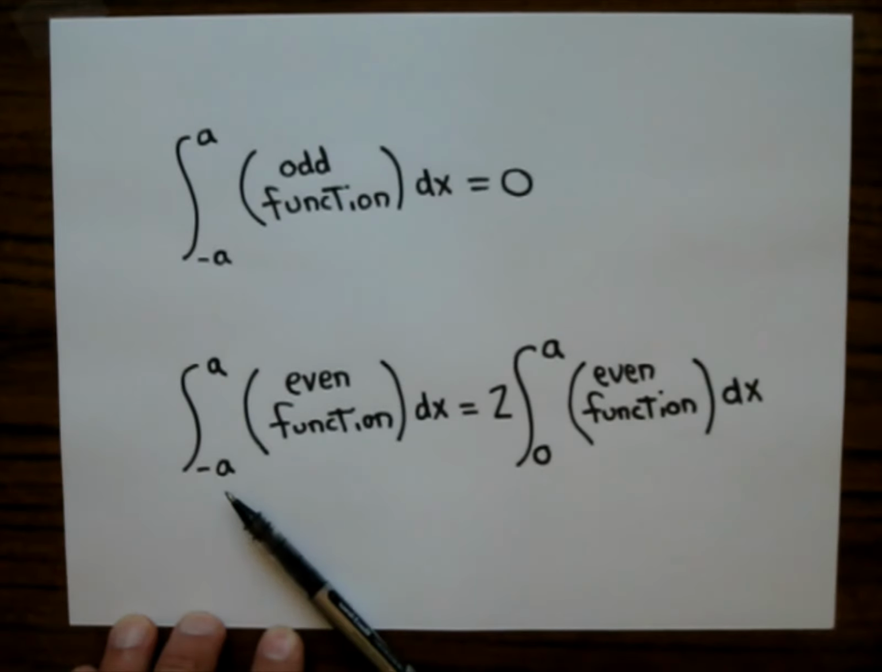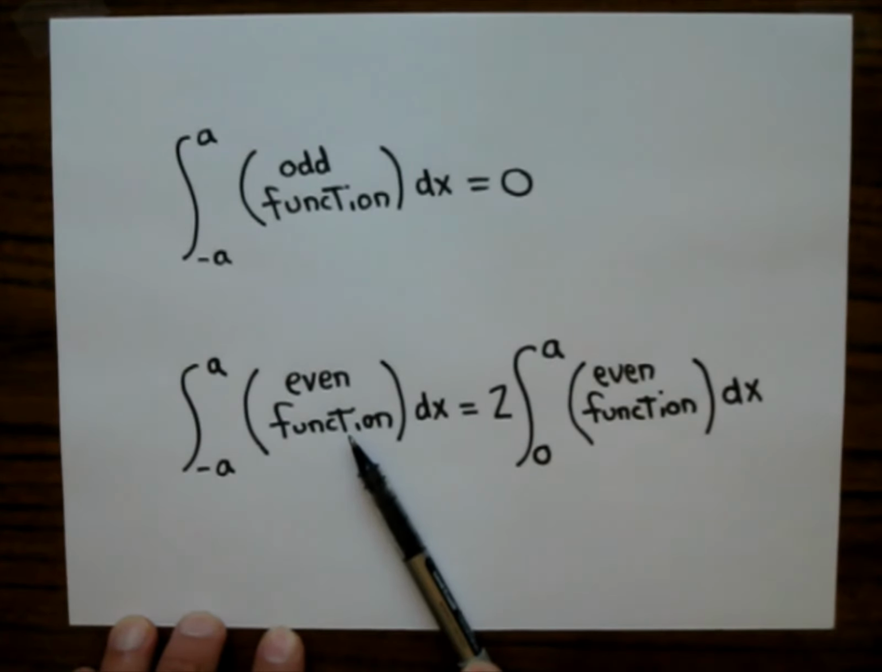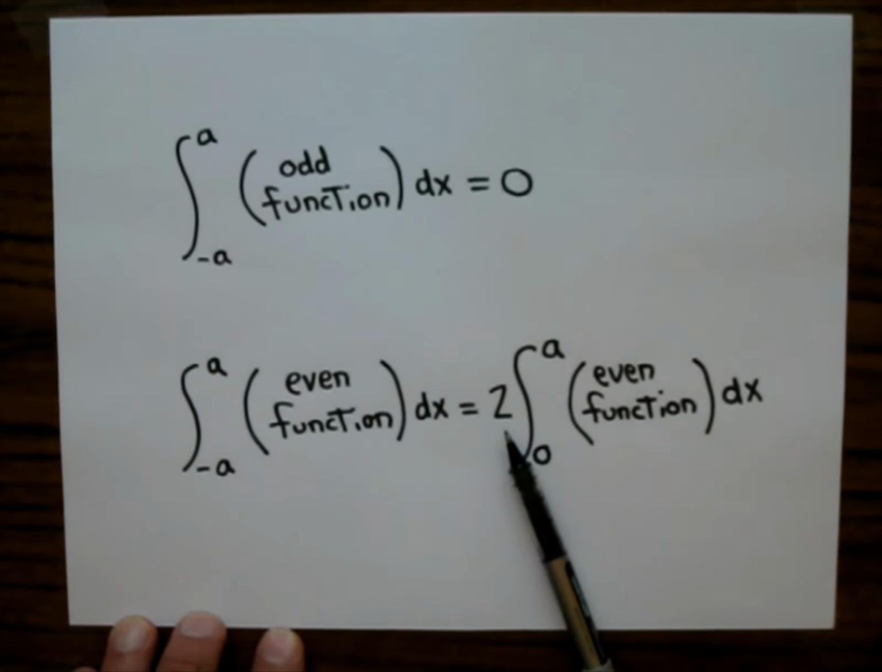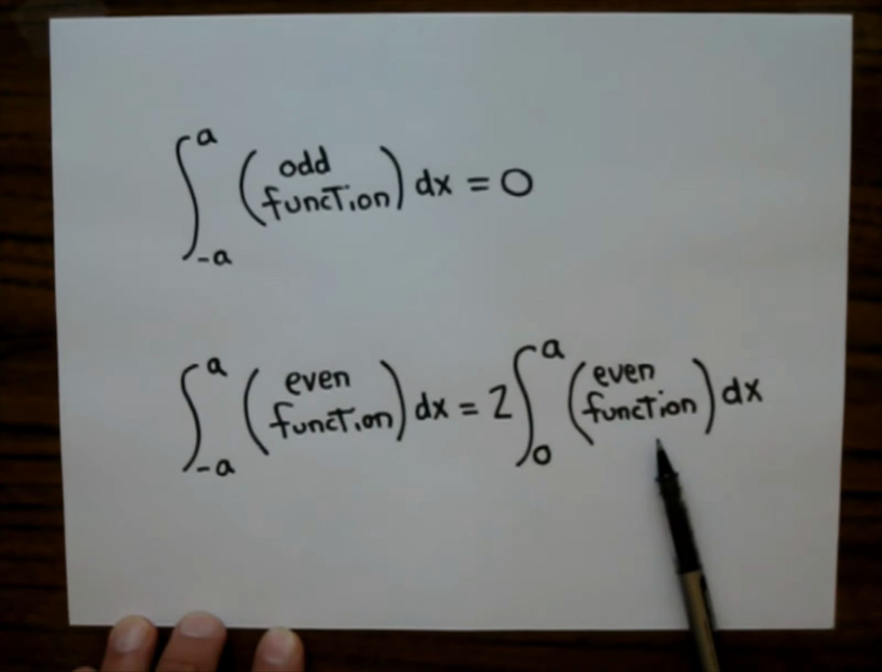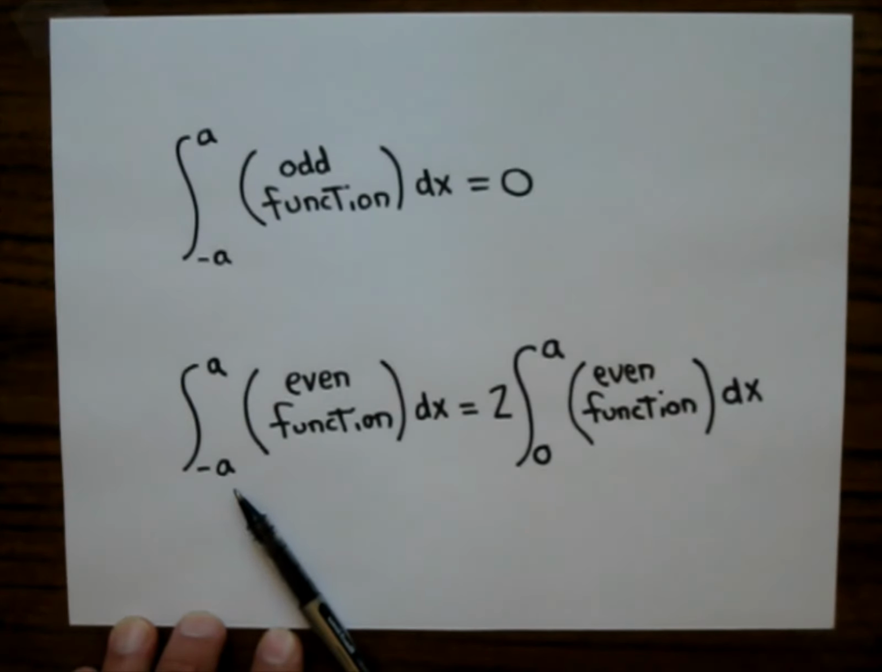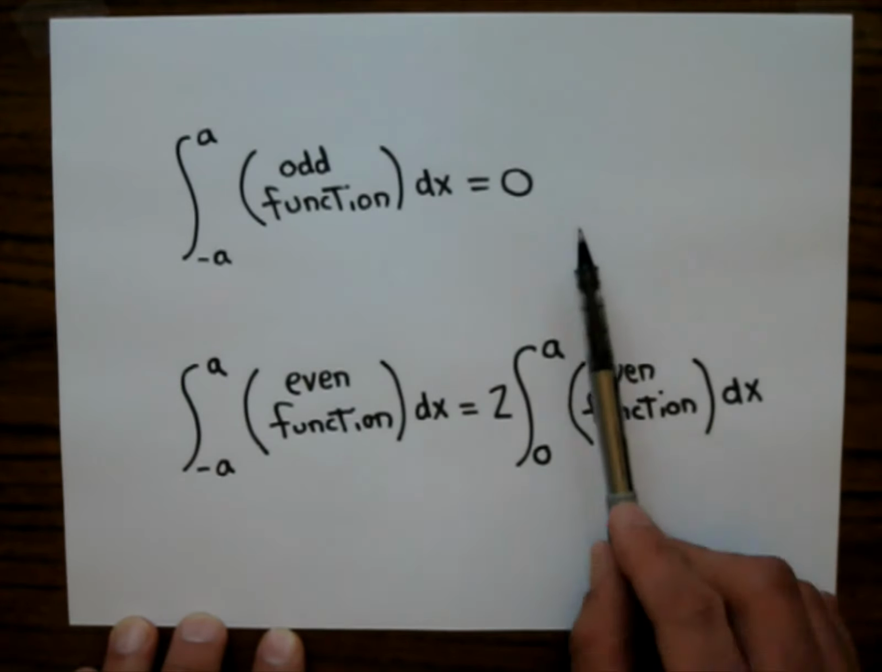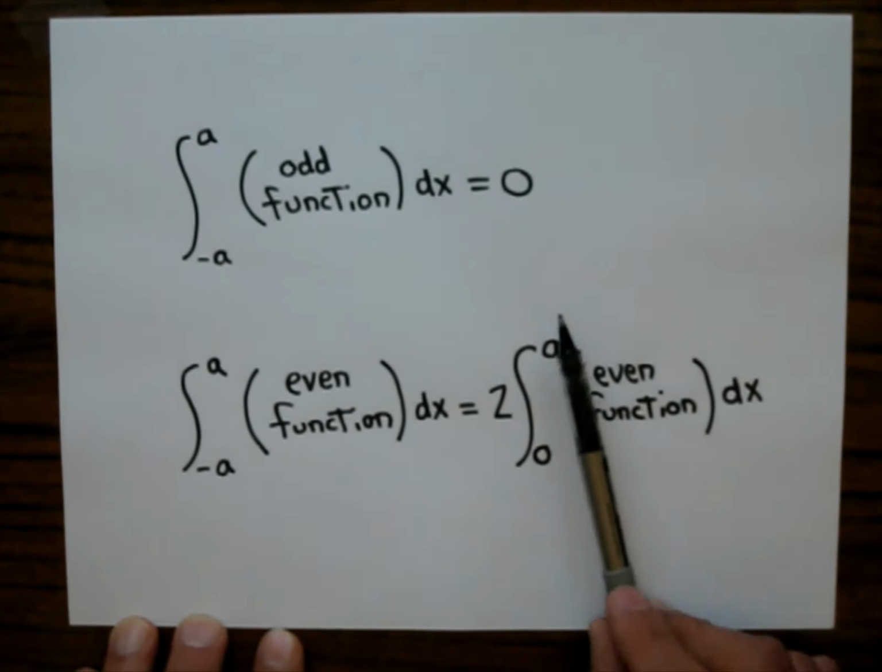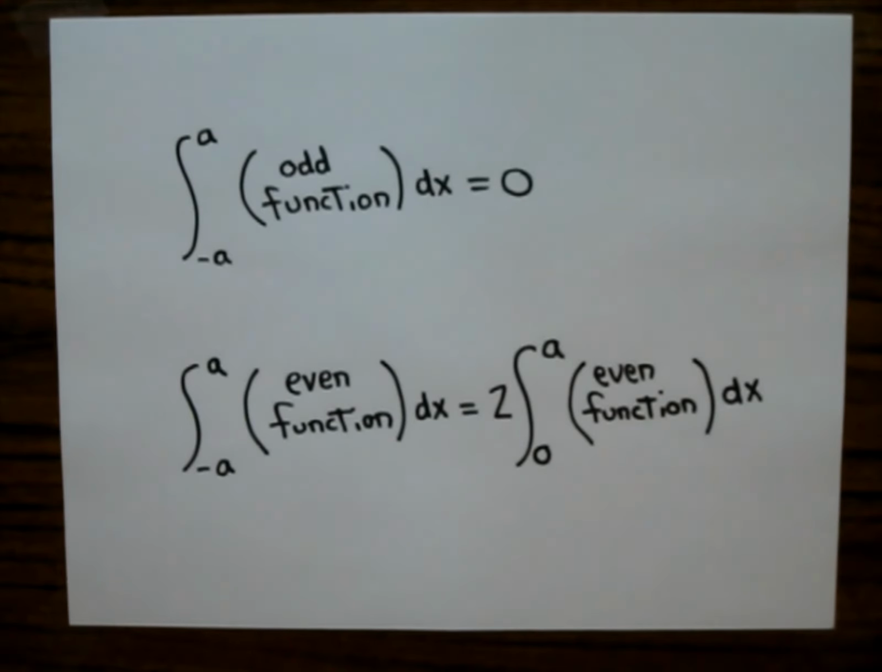Now, if you're integrating from -a to a of an even function, you can instead go 2 times the integral from 0 to a of the even function. Now, why would you want to do that? Well, because it's easier to put 0 into functions than it is to put negative a into functions, as we will see when we do some examples. So this is what we kind of derived with some examples. And now we get to things that you'll see in your homework.